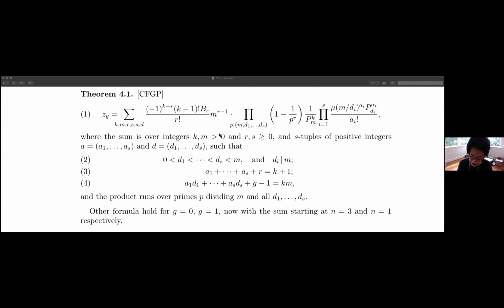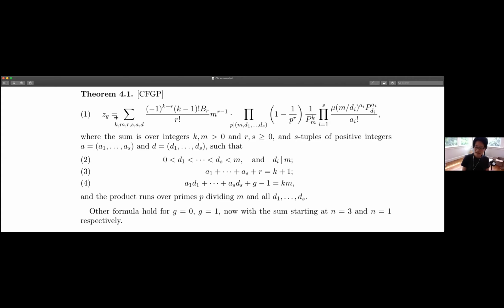Let me know if there are any technological issues. So here's the main theorem. It's a statement of Z_g, so the Frobenius characteristic of the Euler characteristics of the graph complexes. So again, you fix a single genus g and you let n vary.